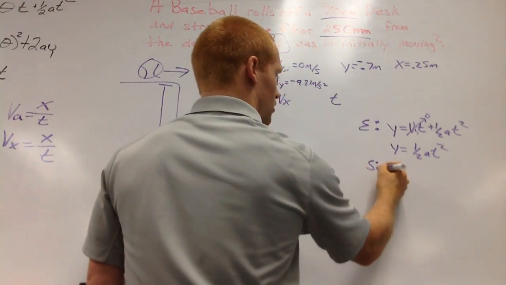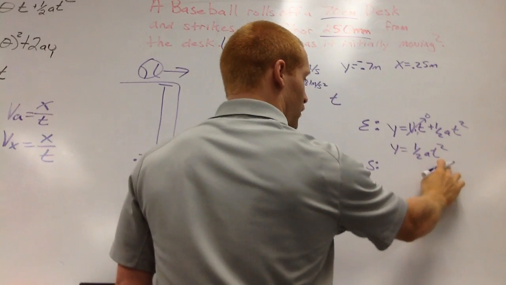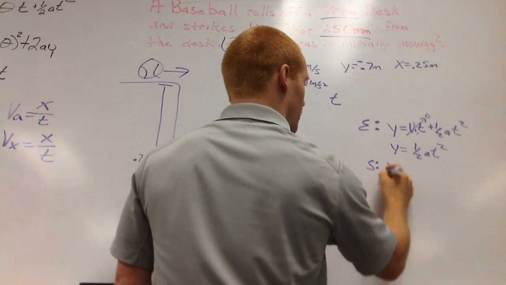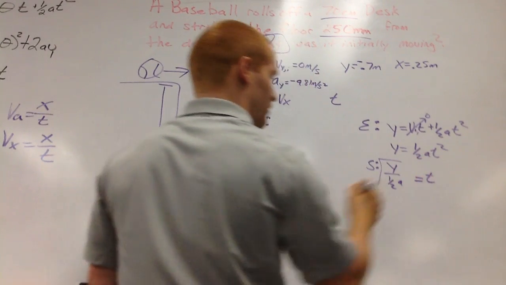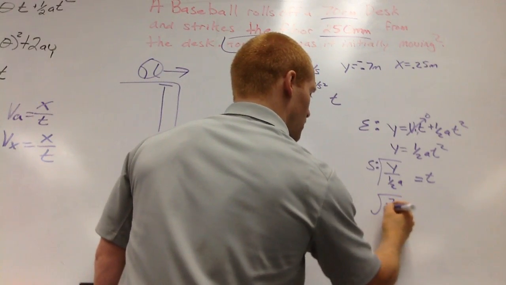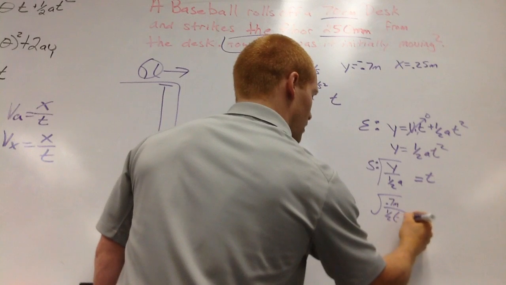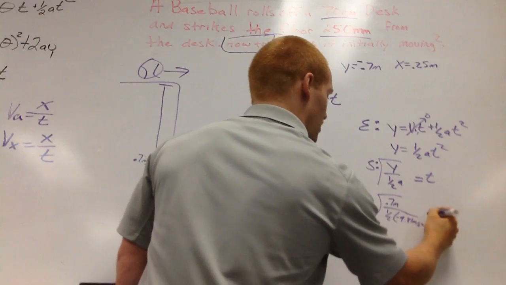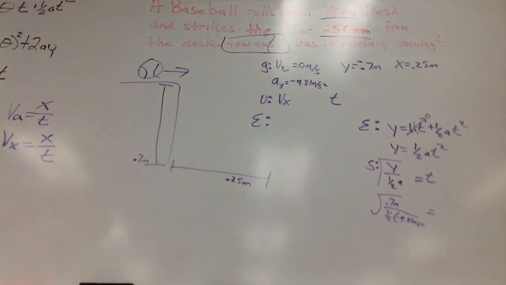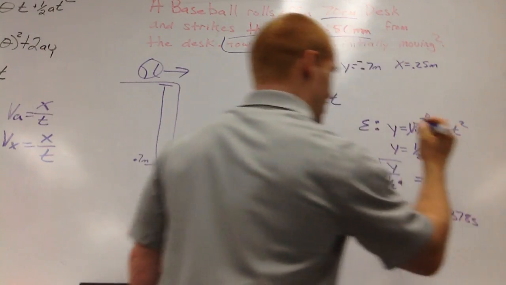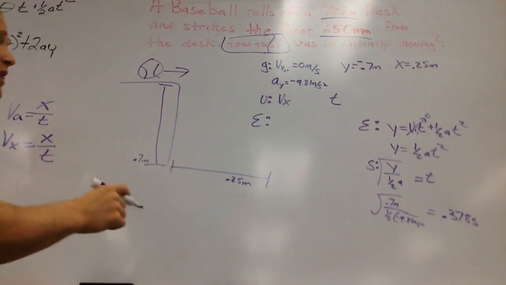Now we can sort it to solve for t. So we're going to divide first and then square root. So y divided by 1/2 a, square root it, will give us t. So we'll have 0.7 meters divided by 1/2, negative 9.81 meters per second squared. And this will give us t, which you should get a value of 0.378 seconds. Now we have time.